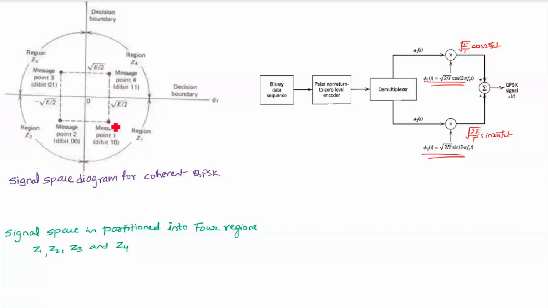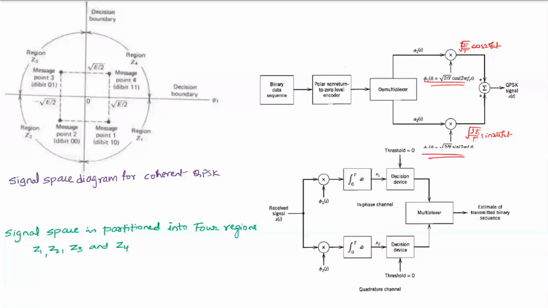That means the decision at the receiver is based on the observation point, and how close it is to the actual signal point. What does close mean here? It has to fall inside a certain region, so that we can decide in favor of it. We have already seen that for a two-dimensional space with signal points like this, we can partition the space into 4 regions: Z1, Z2, Z3, Z4.